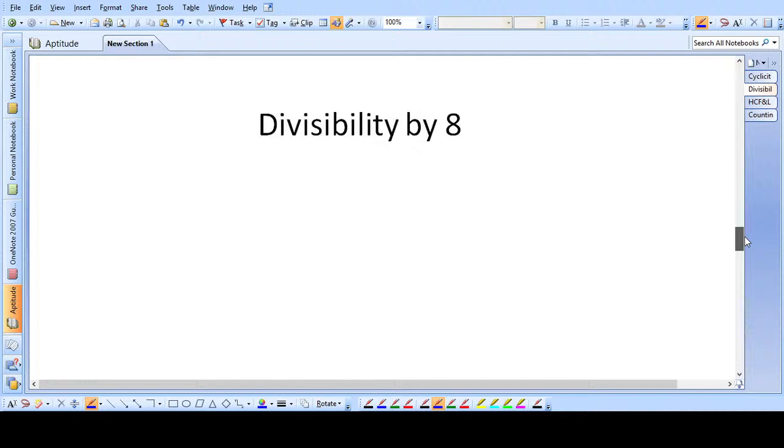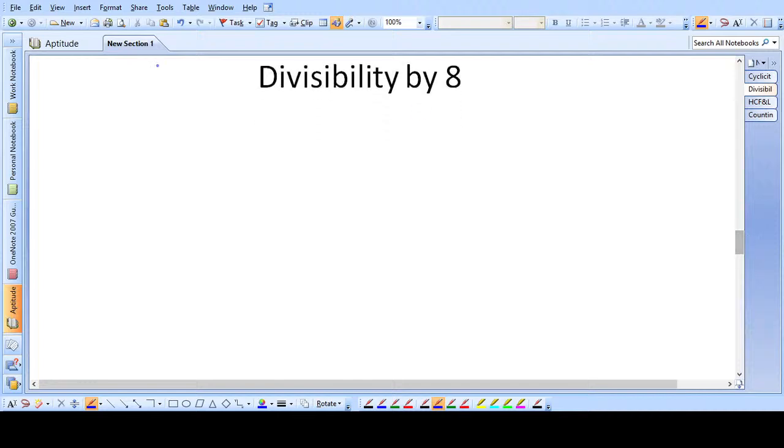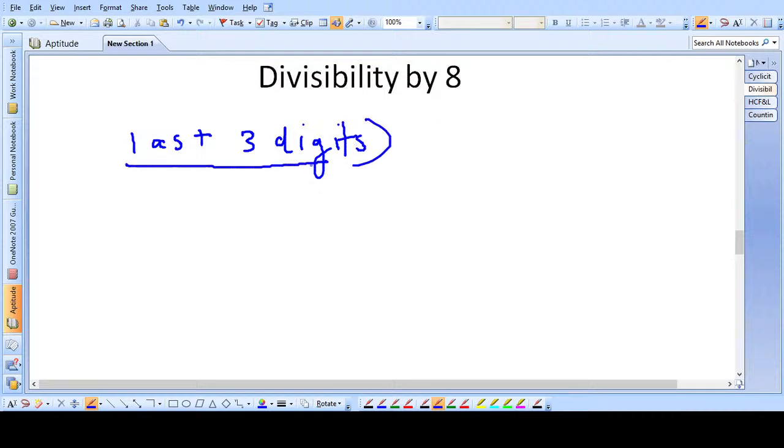Now divisibility by 8. Here you have to consider the last 3 digits of the number. You have to take those last 3 digits and divide them by 8. If the last 3 digits are divisible by 8, that means your number is divisible by 8.